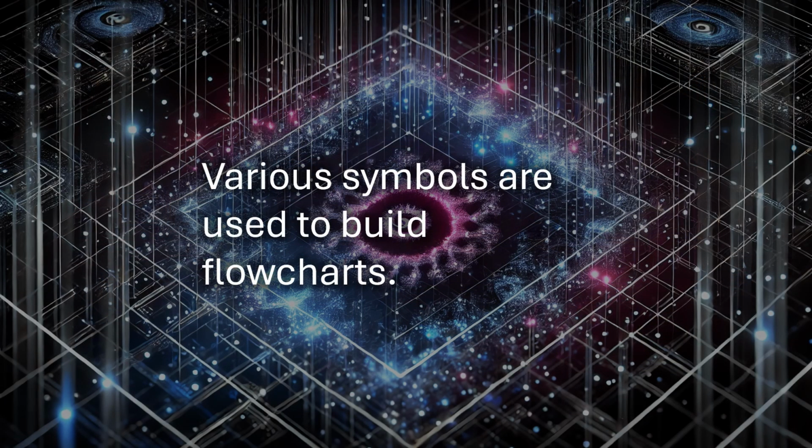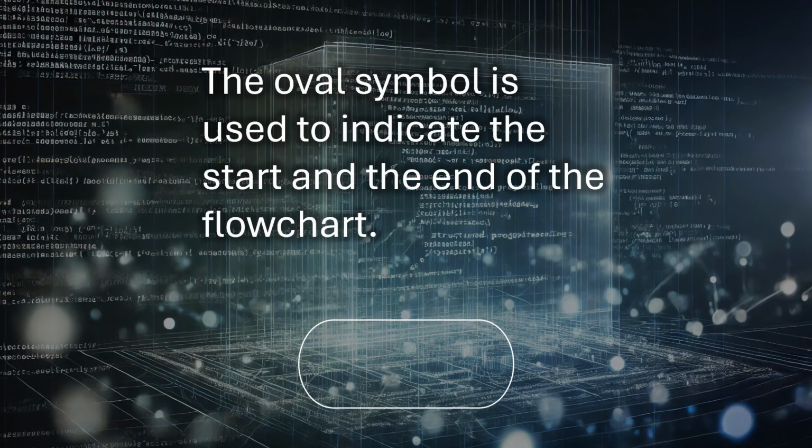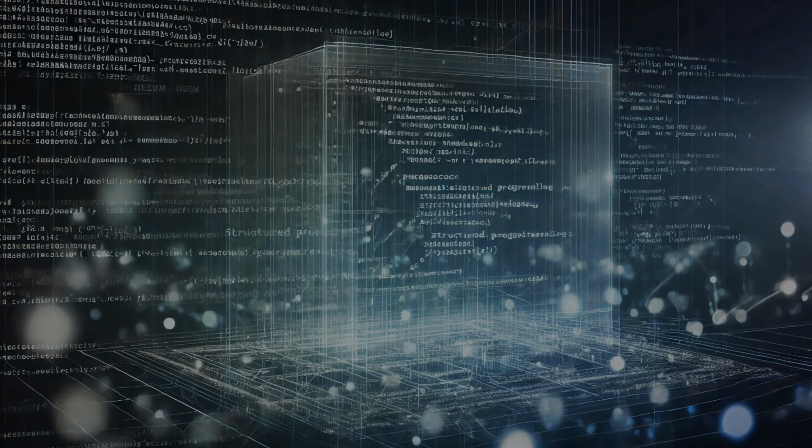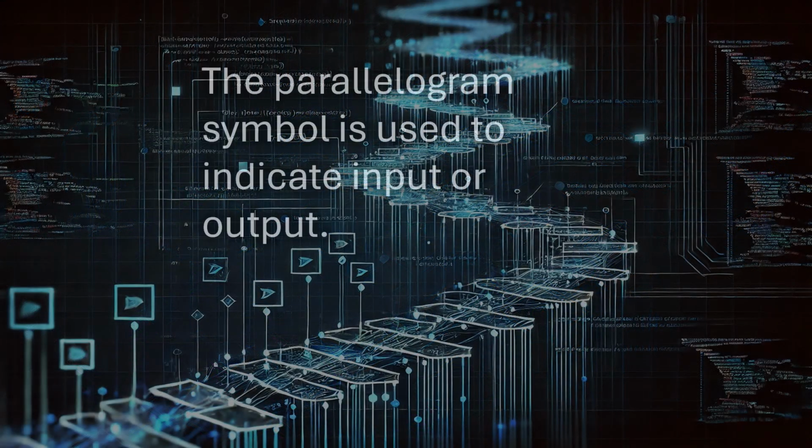Various symbols are used to build flowcharts. The oval symbol is used to indicate the start and the end of the flowchart. The rectangle symbol is used to indicate a process, such as arithmetic or logical functions. The parallelogram symbol is used to indicate input or output.